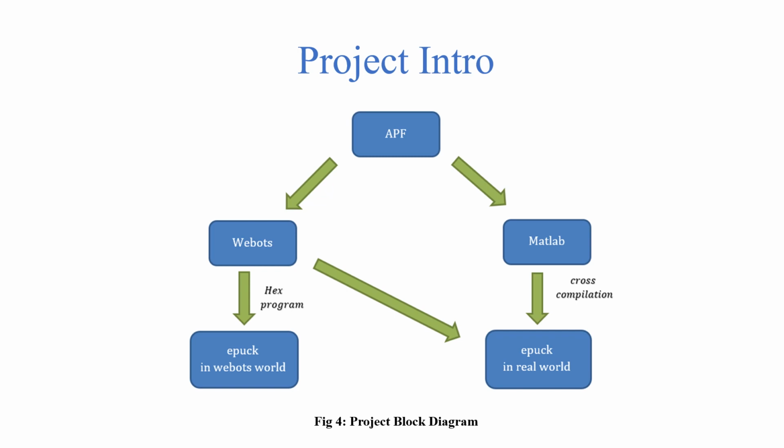Now, the main project block diagram is as follows. We're going to implement the APF algorithm in MATLAB and in Webots simultaneously. In Webots, we are going to write this algorithm in C and test it in the Webots world environment that we constructed, which really matches the real environment that we constructed in our lab. We're also going to work on the algorithm in MATLAB, and then upload it using a Bluetooth module to the eBug in the real world to test its real performance.